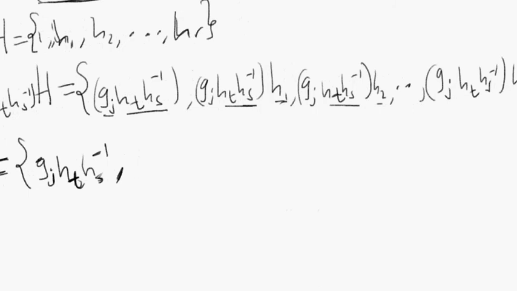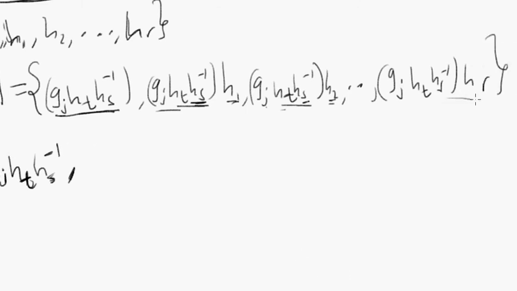to carry out this multiplication, we can multiply HS inverse by H1, get the answer, then multiply it by GJ times HT. Over here, we could multiply HS inverse by H1, get the answer, then multiply it by GJ. Over here, we could multiply HS inverse by H2, get the answer, then multiply it by GJ. Over here, we could get HS inverse multiplied by HR, get the answer, then multiply by GJ.